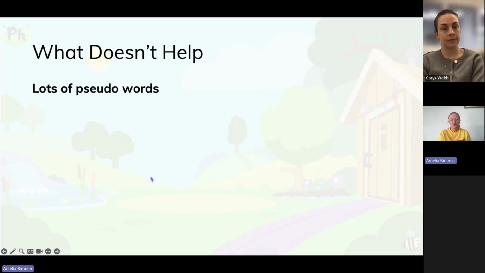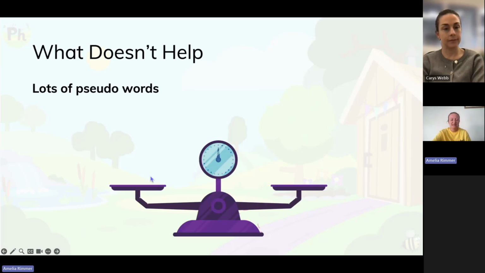Don't do lots of pseudo words either. Using the right amount of nonsense words is a complete balancing act. Teachers and schools make sure children are familiar enough with this concept of nonsense words or pseudo words so that they can be successful in the check, but they're used in the assessment because it checks that decoding with words they can't have learned by sight already. It checks they've got those skills to read new words.